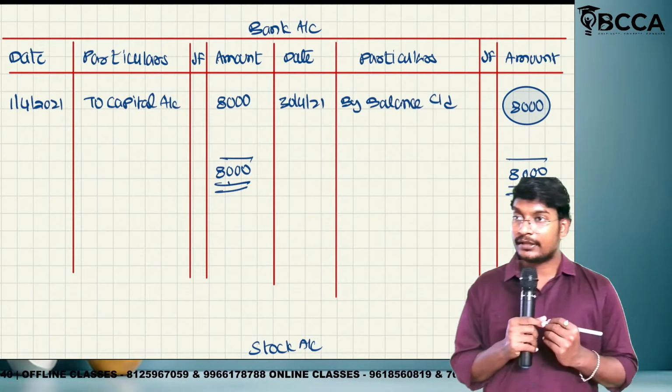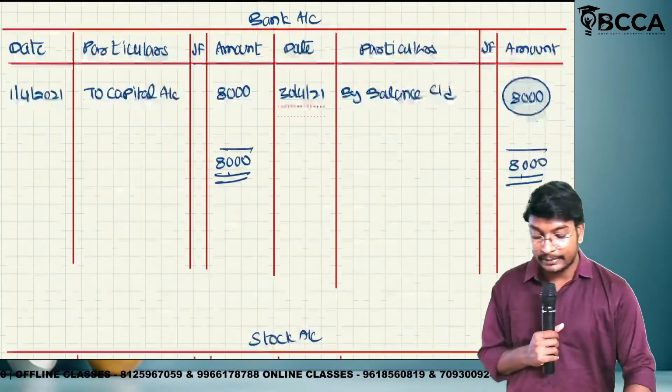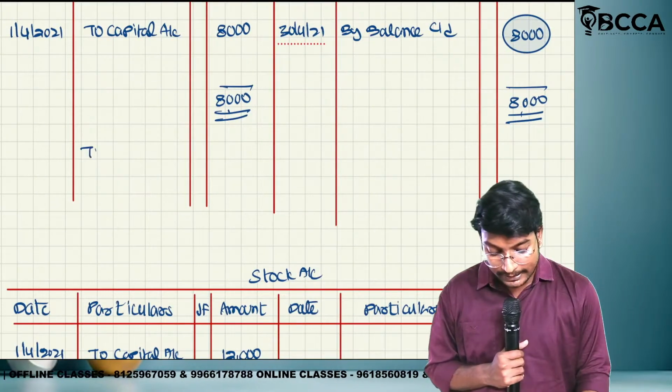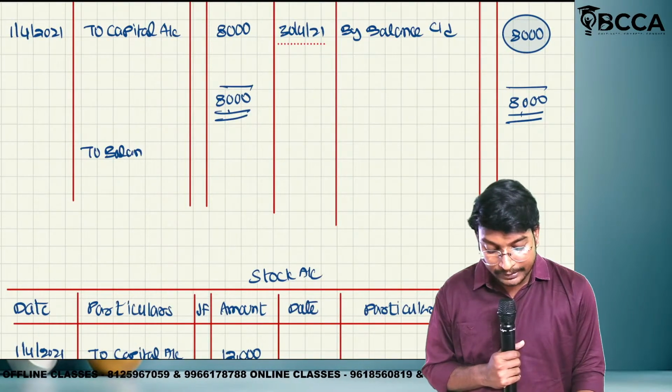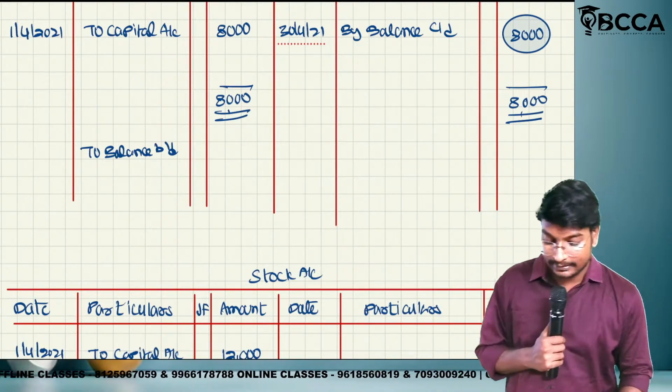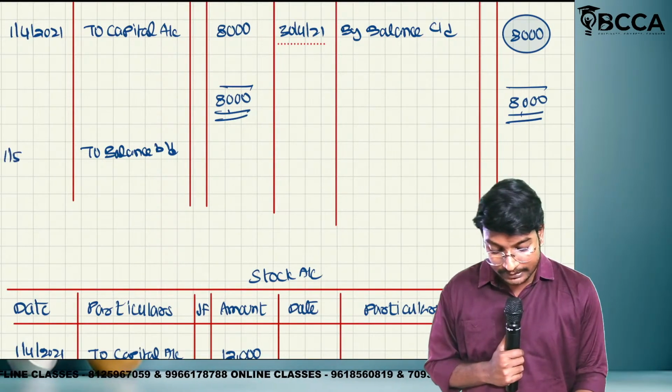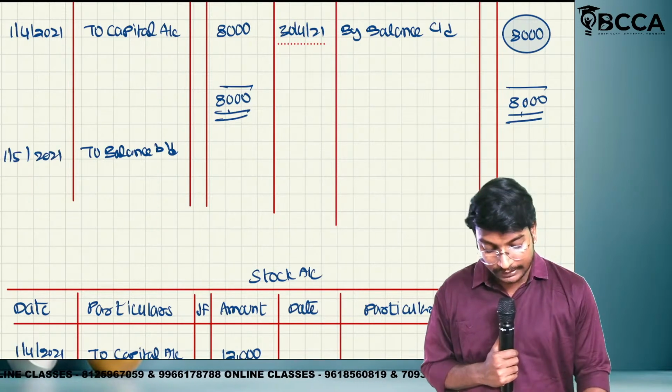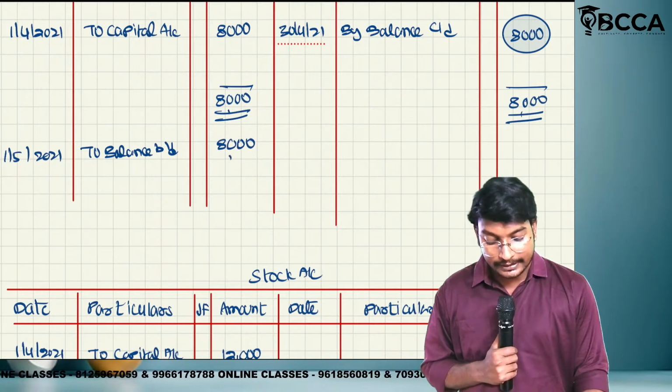It should be transferred to the next month beginning with the name called what? To balance brought down. Why are we debiting the balance brought down? Because we are having the debit balance. Okay. So next month beginning means 1/5/2021 with an amount of rupees 8,000.